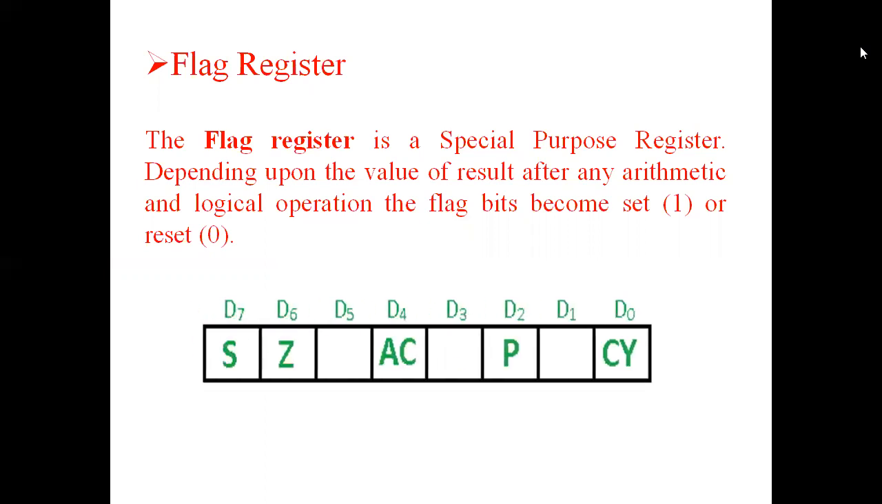So this is a diagram of flag register. In this flag register, there are 8 bits of information. There are 5 active flags. The first one is sign flag, zero flag, auxiliary carry flag, parity flag, and carry flag. So there are 5 active flags in the flag register.